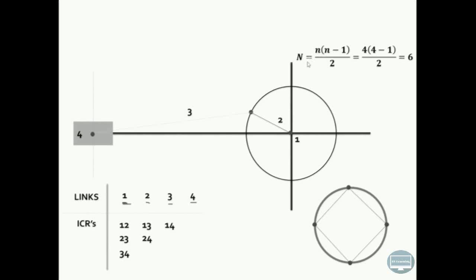And finally 3, 4. So there are 6 ICRs, because there are 4 links. So the formula for the number of ICRs in a particular mechanism is N equals n into n minus 1 upon 2, where small n is the number of links and capital N is the number of ICRs. So it is 4 into 4 minus 1 upon 2, that is 6. So there are 6 ICRs, as we have indicated over here. So again, try to understand. Start from 1. So 1, 2, then 1, 3, 1, 4, then 2, 3, 2, 4, and then 3, 4.